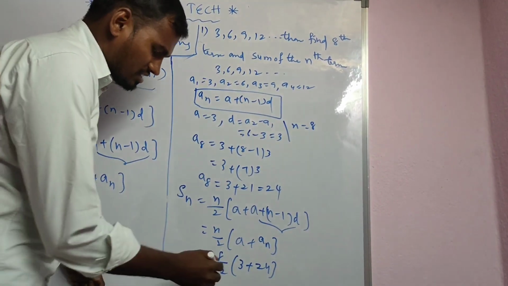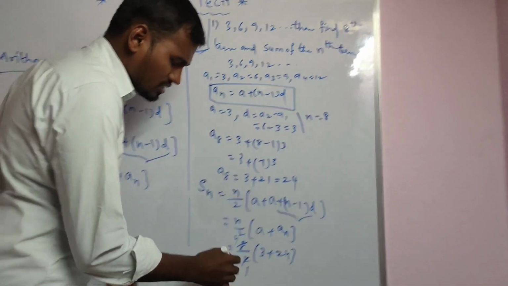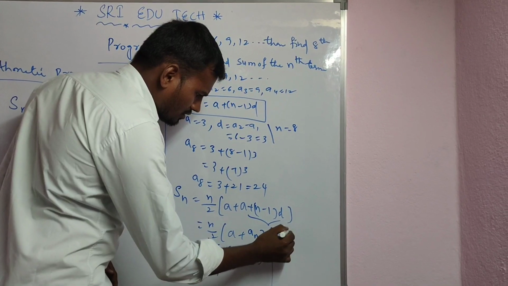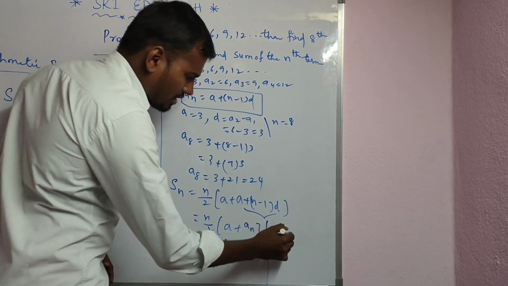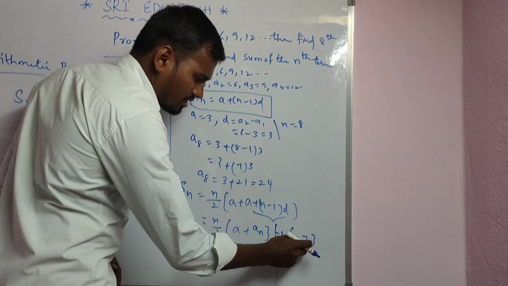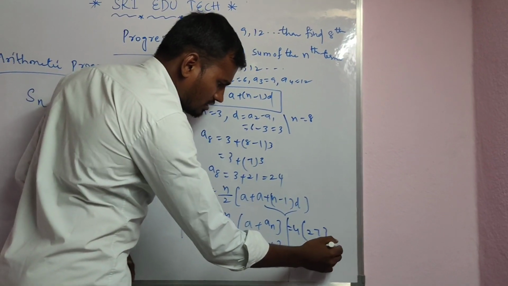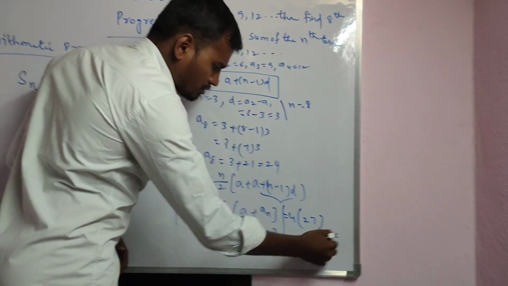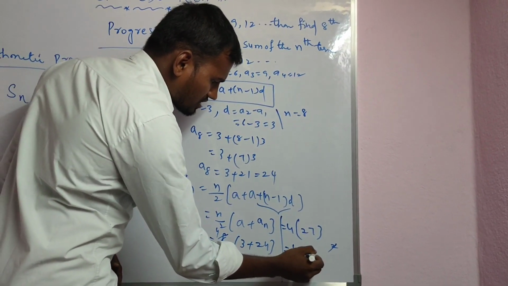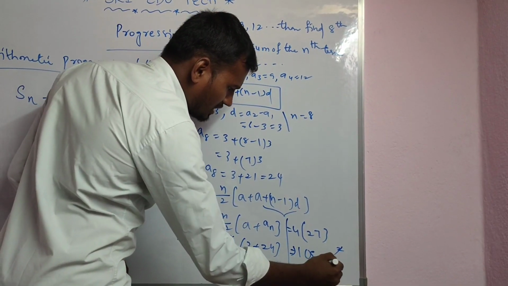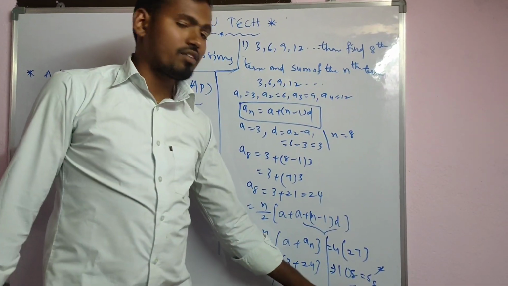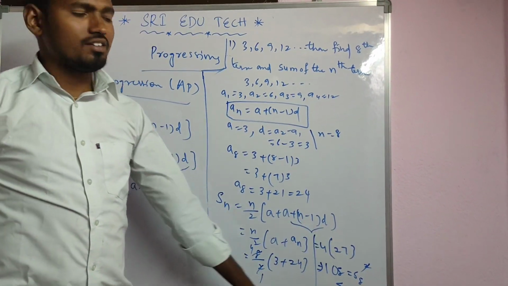Cut it: 2 ones are 2, 4 twos are 8. So 4 into (24 plus 3) is 4 into 27. Multiply 4 with 27: 7 fours are 28, 2 remaining; 4 twos are 8, plus 2 is 10, and this is 108. Therefore S8 is equal to 108. So this is the answer to finding the sum of the nth terms.